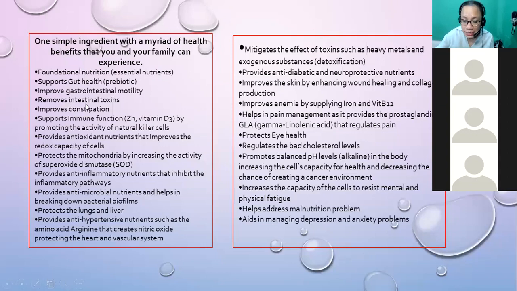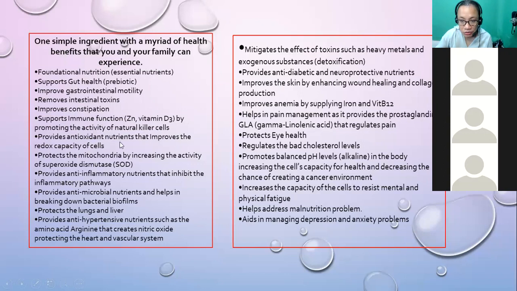It removes intestinal toxins. It contains minerals that help remove the toxins that are bound to the linings of the gut. It improves constipation because it has fiber. It supports immune function. The presence of zinc and vitamin D3 is important because it promotes the activity of natural killer cells. These are one of the soldiers of our immune system.